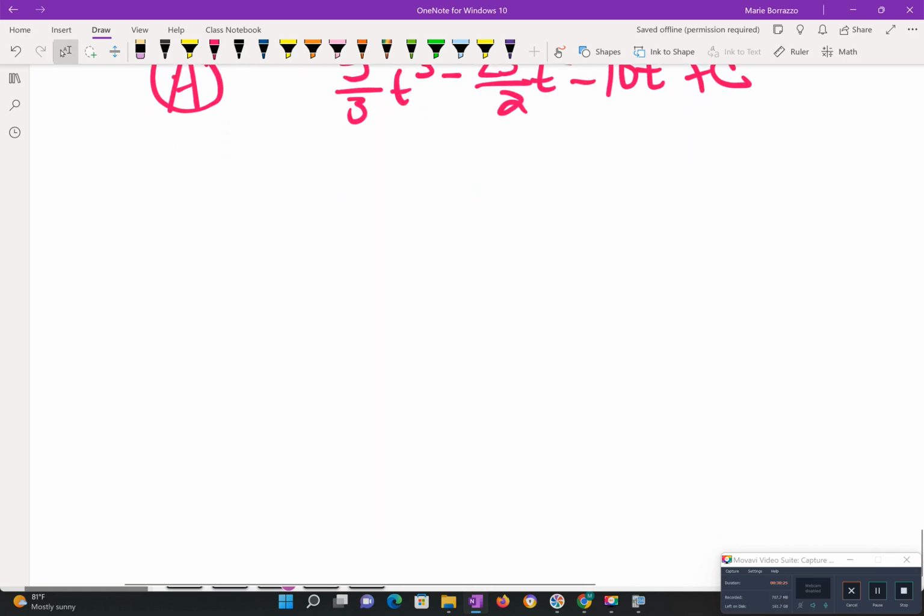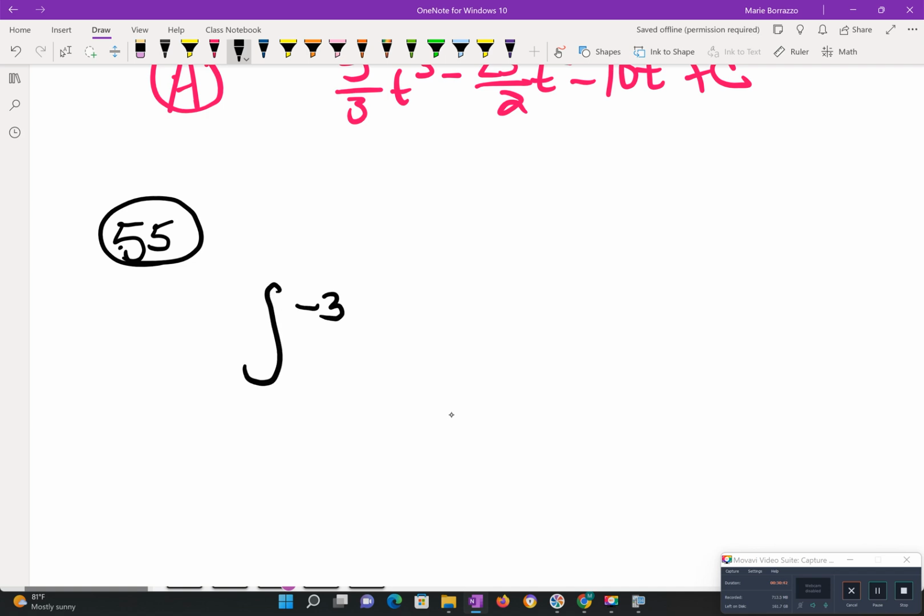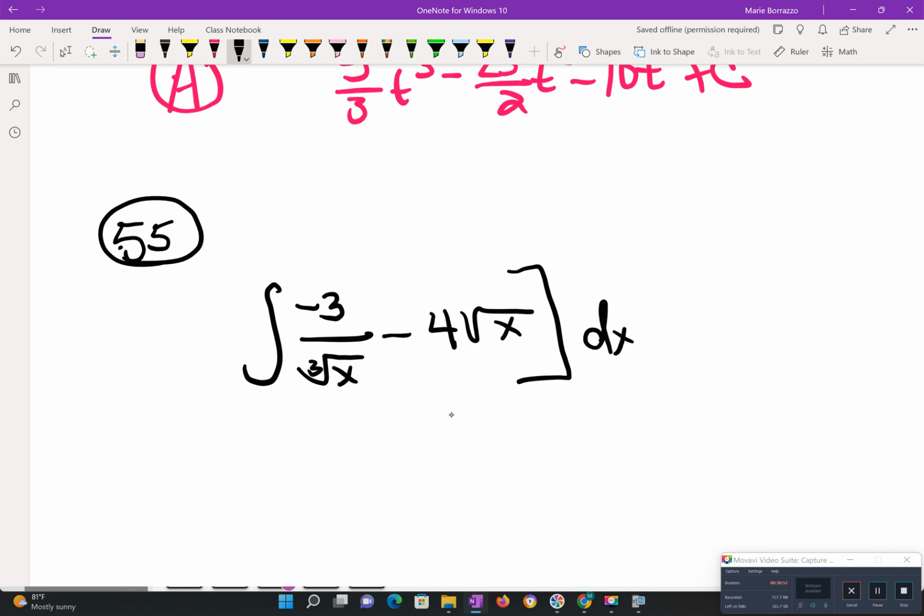All right, number 55. We're still finding the integral. They're giving us, it looks really complicated. It's really a very, very easy question. You just have to re-express this using exponents, I would think. So this is what we have. Lovely question.